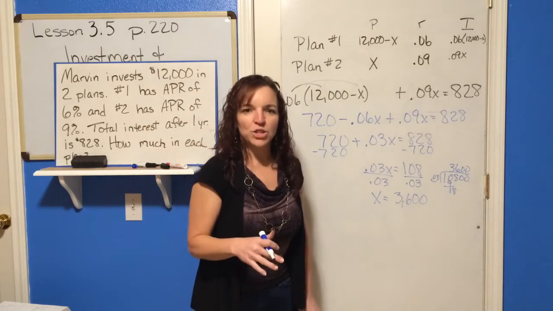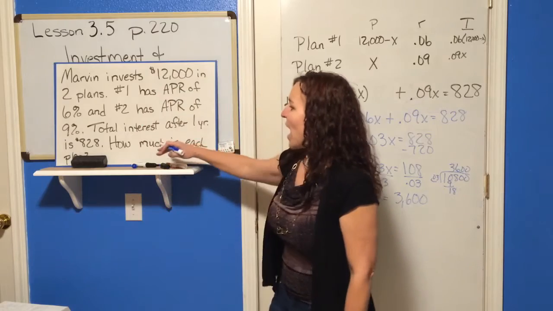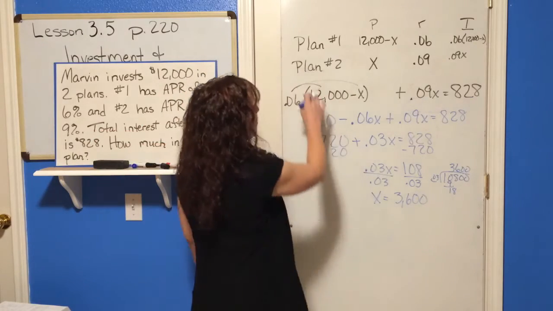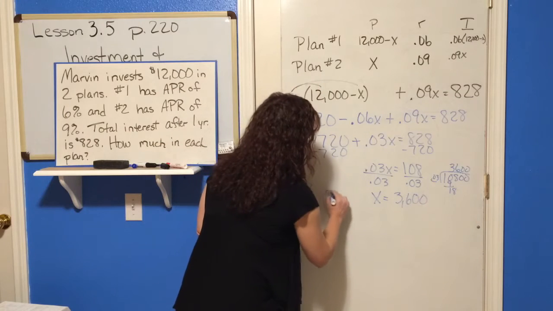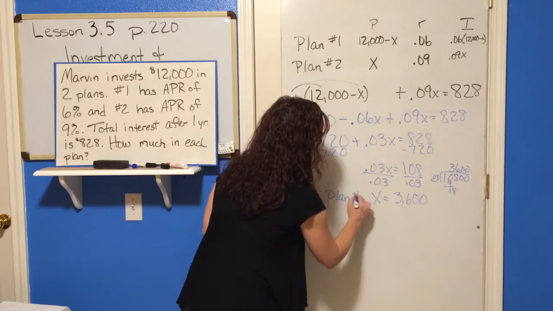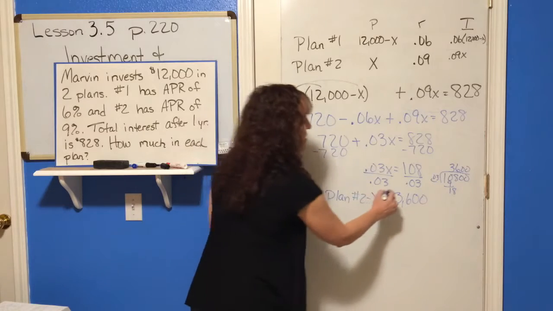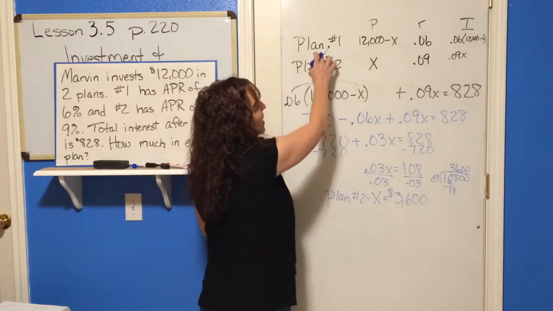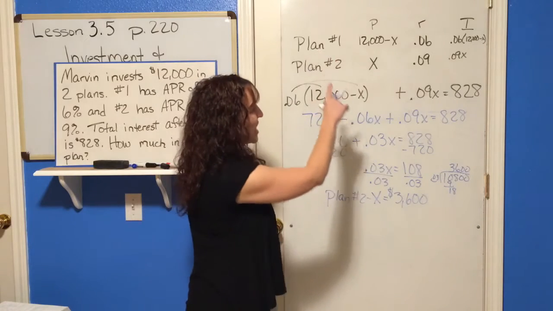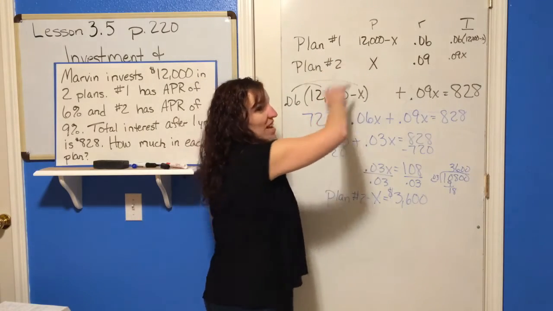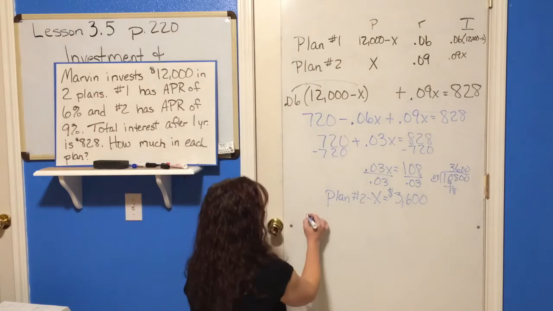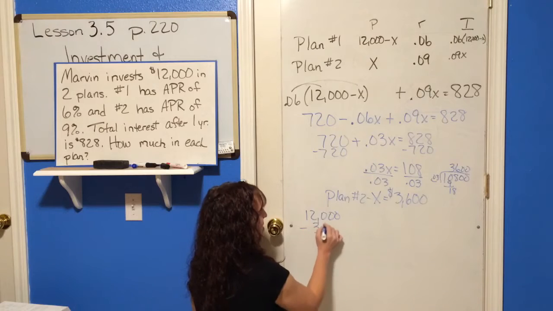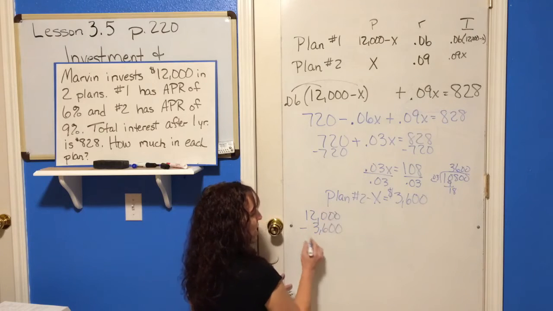Now we've got to put it back into what it is that they're asking. How much did he invest in each plan? In plan number 2, he invested 3,600. Then to get plan number 1, you're going to take the 12,000 that he invested in both, and subtract off this 3,600 that he invested in plan number 2.